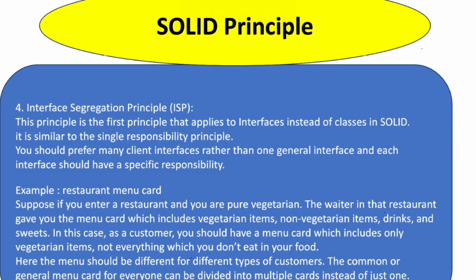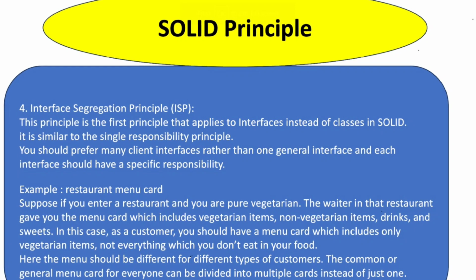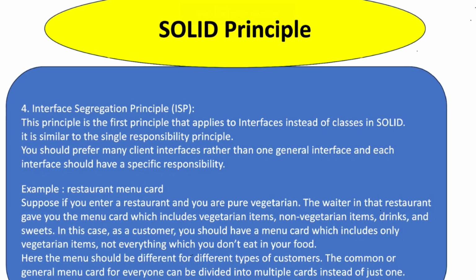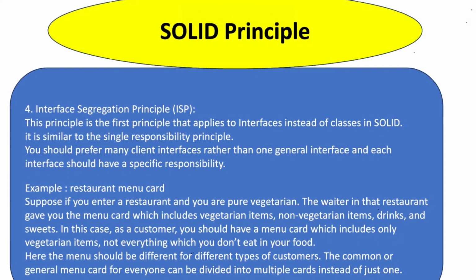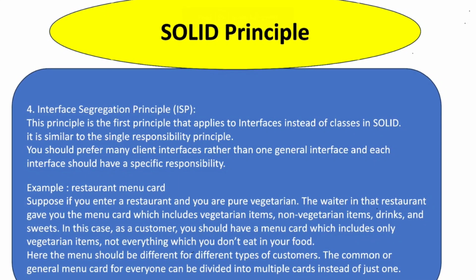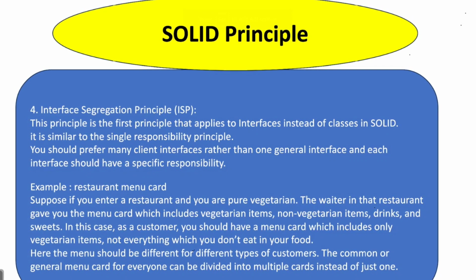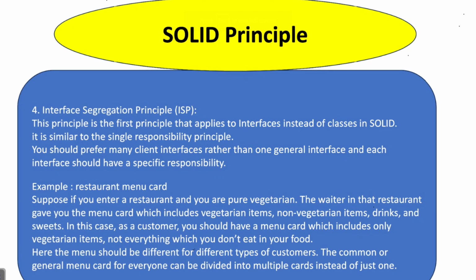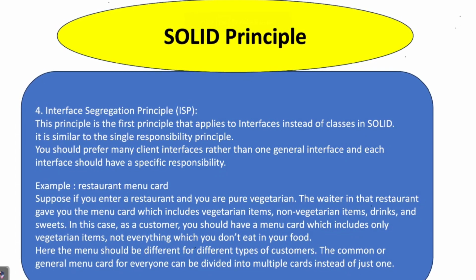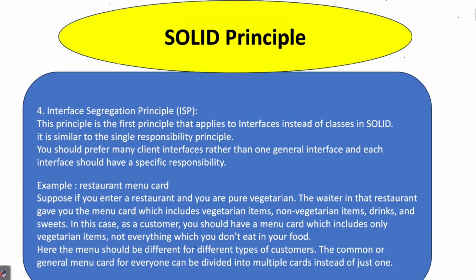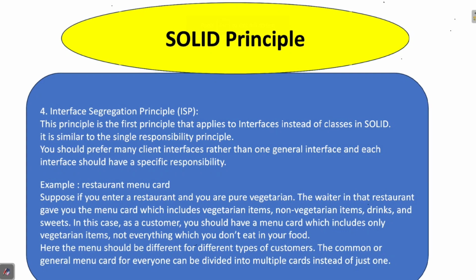Example. Restaurant menu card. Suppose you enter a restaurant and you are a pure vegetarian. The waiter in that restaurant gives you the menu card, which includes vegetarian items, non-vegetarian items, drinks, and sweets. In this case, as a customer, you should have a menu card which includes only vegetarian items, not everything which you don't eat in your food. Here the menu should be different for different types of customers. The common or general menu card for everyone can be divided into multiple cards instead of just one.